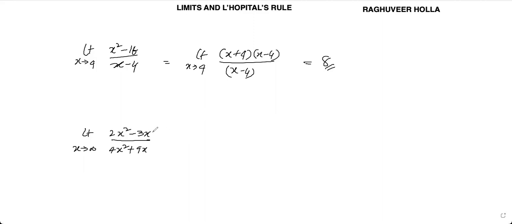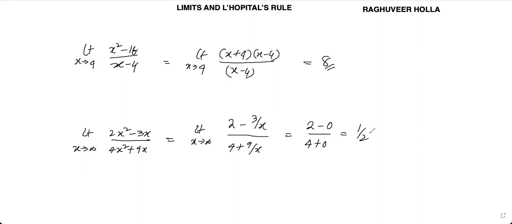Now look at this problem. Here, let me divide the whole thing by x square. So this becomes 2 minus 3 by x divided by 4 plus 9 by x. Now, when you substitute x as infinity, this is 2 minus 0 divided by 4 plus 0, which is equal to 1 by 2.